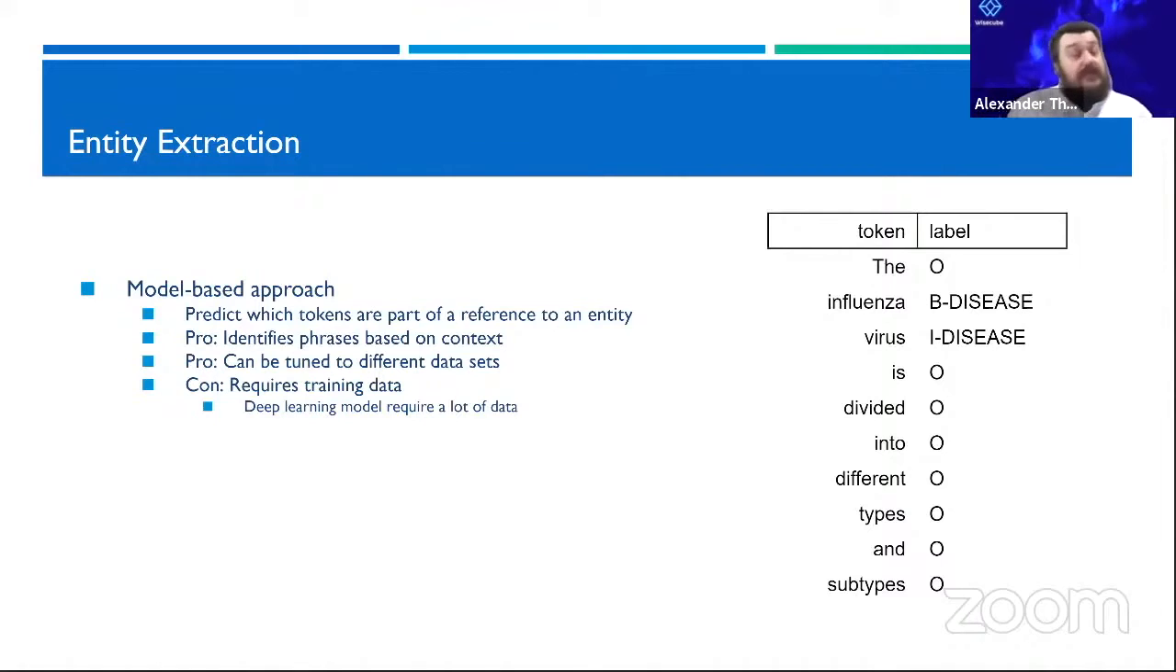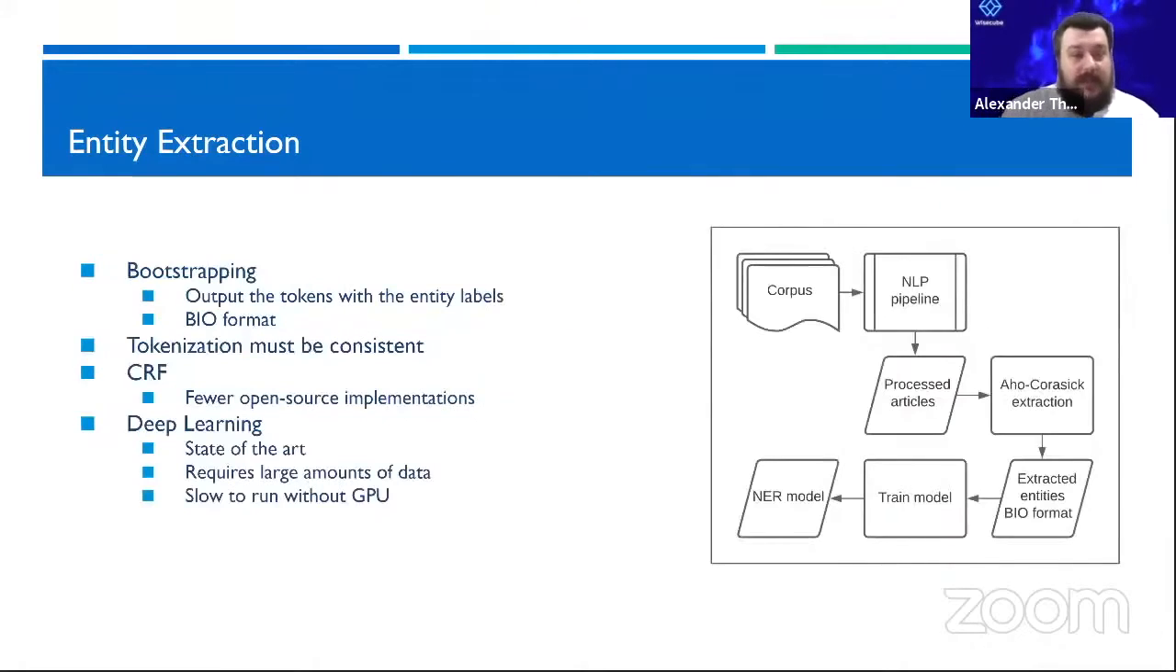The cons are that you need to get training data. Training data is relatively straightforward for humans to gather for most NER problems. The difficulty is that with domain-specific ones, it gets a little bit harder for general people to find all the references in the text. And deep learning, of course, requires a lot of data, so it'll be even harder. But there's a way you can get started on a model, and that is by bootstrapping.